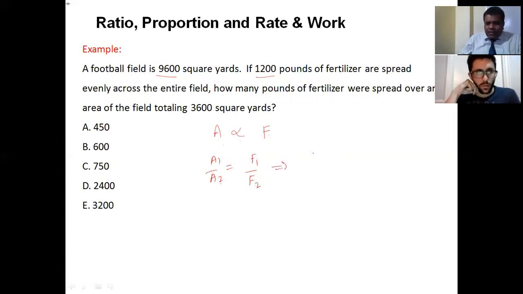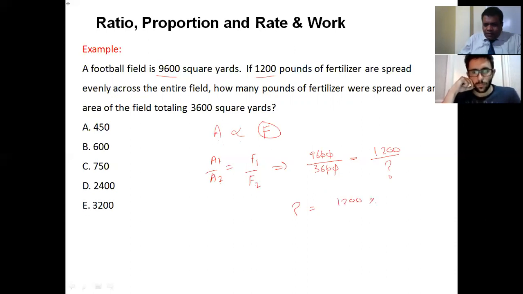So what is the first area? 9,600. What is the second area? 3,600. What is the first amount of fertilizer? 1,200. What is the second amount of fertilizer? We don't know. In fact, this we need to find out. First of all, remove the zeros. So the unknown is 1,200 into 36 divided by 96.